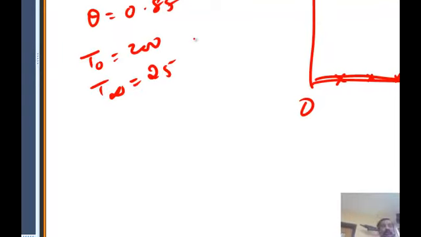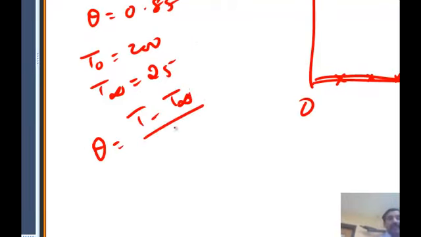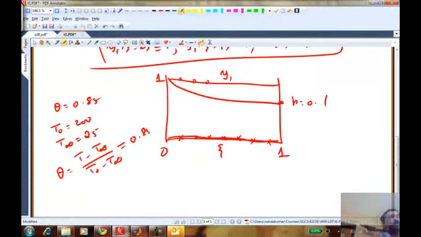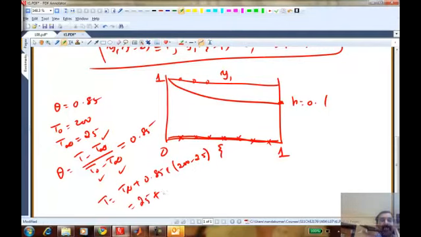All you have to do is use the definition for theta. Theta is T minus T infinity divided by T0 minus T infinity. But you know that to be equal to 0.85. So here you know T infinity, you know T0, so solve for T. So as you pointed out, all you need to do is write it as T is equal to T infinity plus 0.85 multiplied by T0 minus T infinity. Okay, that is 200 minus 25. So it's going to be 25 plus 0.85, that is 85% of the difference, 175. Whatever number that comes out to be.